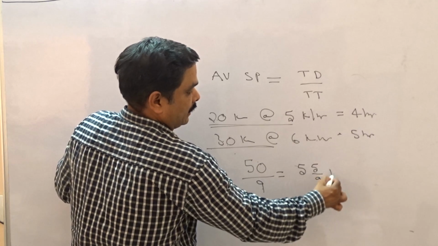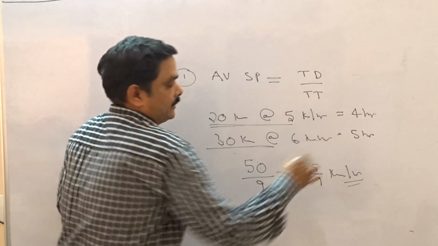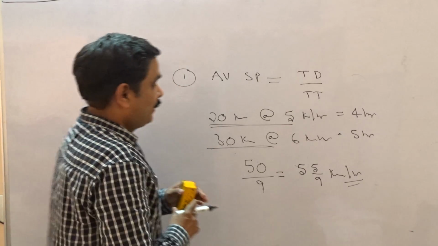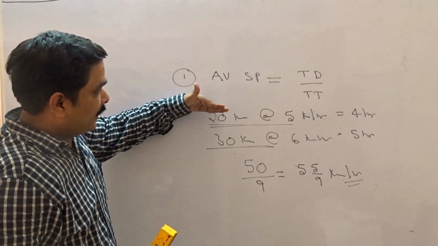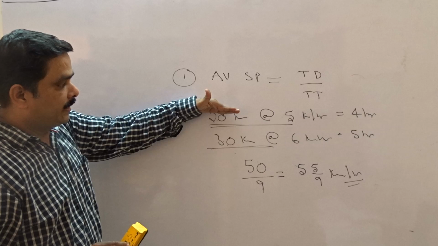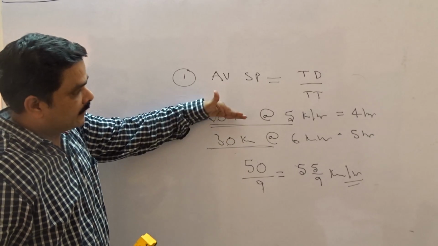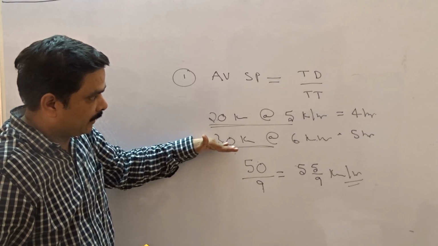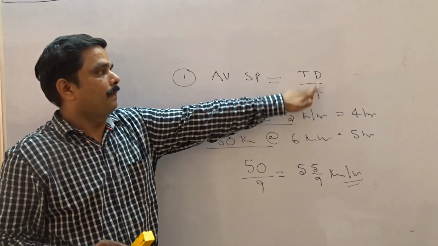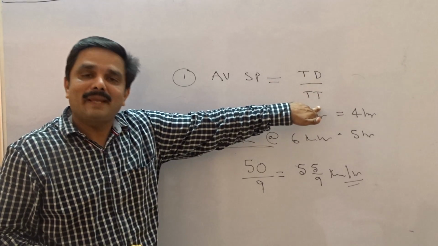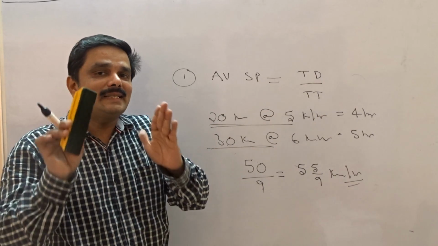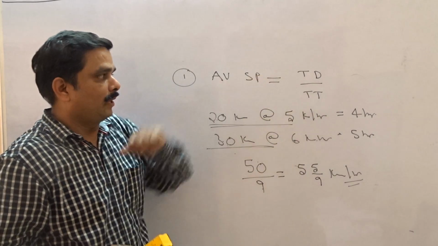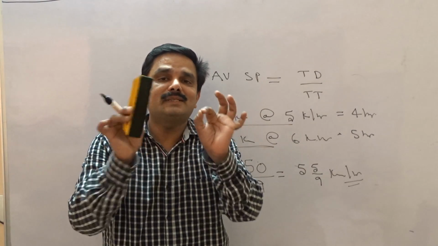5 by 9 kilometers per hour is the average speed. Alright. So now, average speed: when the distances are different, whether 3 distances or 4 distances are given, when the distances are different in measurement, we should use this formula, total distance by total time taken. If the distance is the same, we can modify this formula and go by a still simpler way.